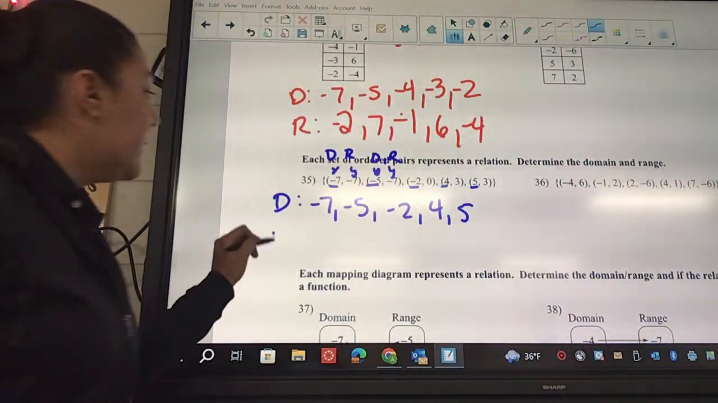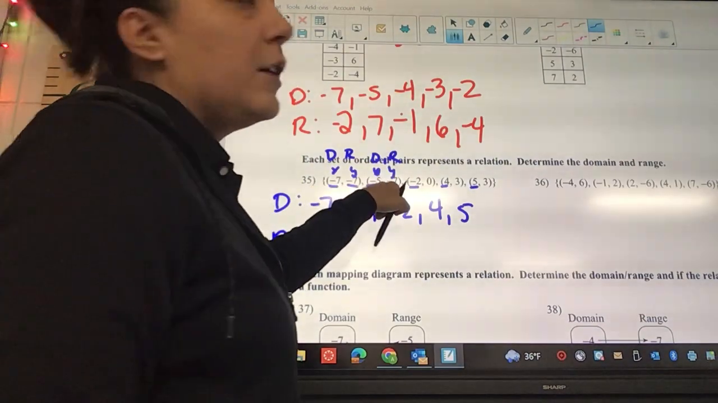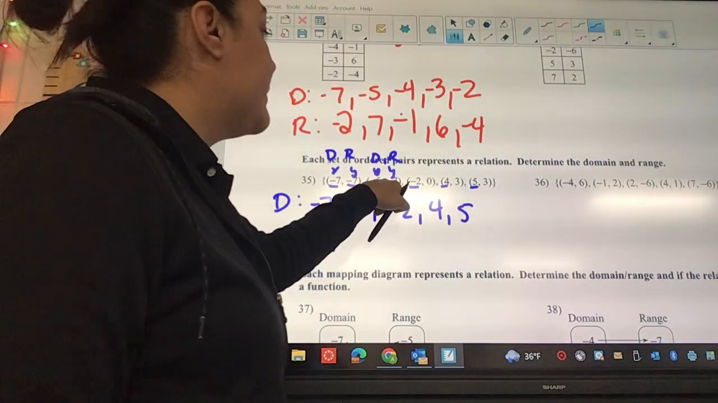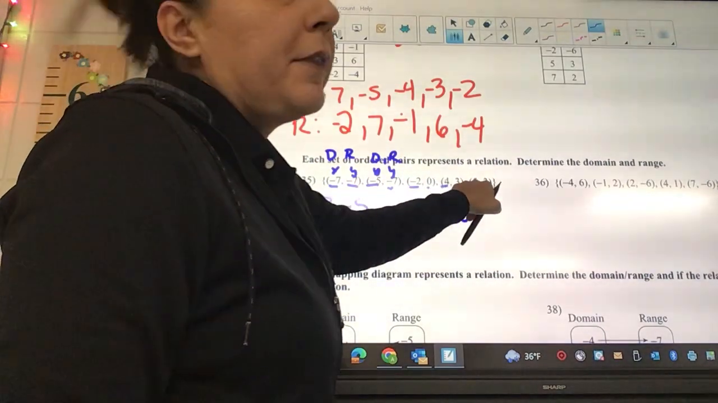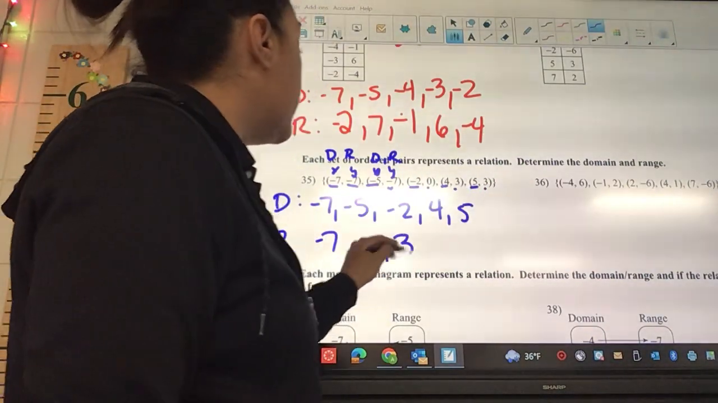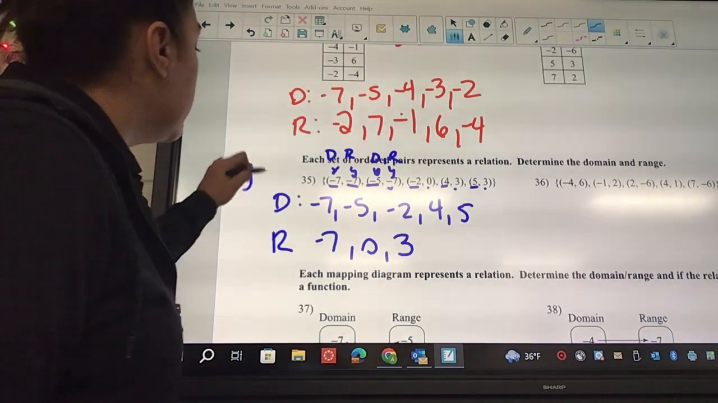For the range, it's going to look like, again, -7. There's another -7, so we're not going to write it down. Then 0, 3, and 3. So we're only going to write down 3 one time. Is this a function? Yes, it is. None of the x's repeat.